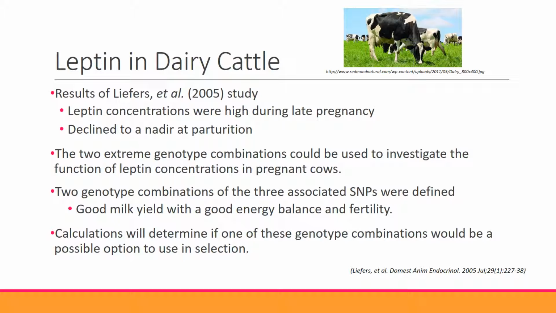There was also a polymorphism in intron 2 of the leptin gene, which explained a significant part of the variation in the milk yield. So calculations will determine if one of these genotype combinations would be a possible option to use in selection for dairy cattle.